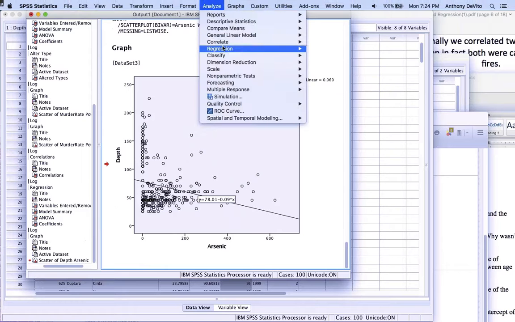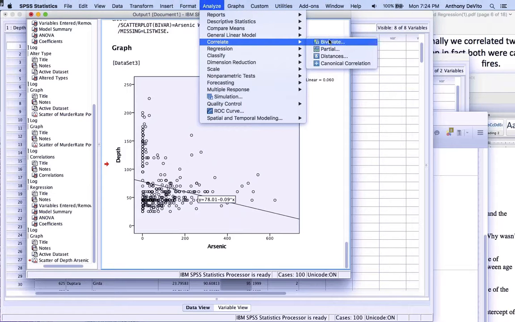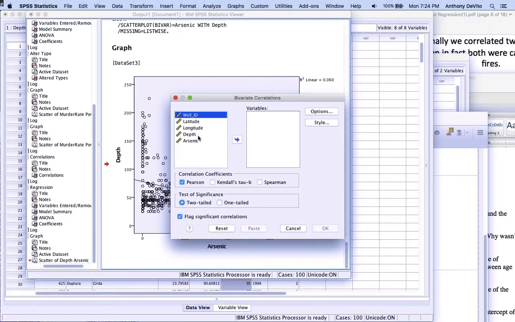Let's go to Analyze. Let's go to Correlate first. Okay, and I'm going to move two of these in here, depth and arsenic. Now, not all the variables are here. Why are not all the variables here? Because some of the other variables are categorical variables, not numerical variables. If you do correlation, it's only going to bring up the numerical variables.